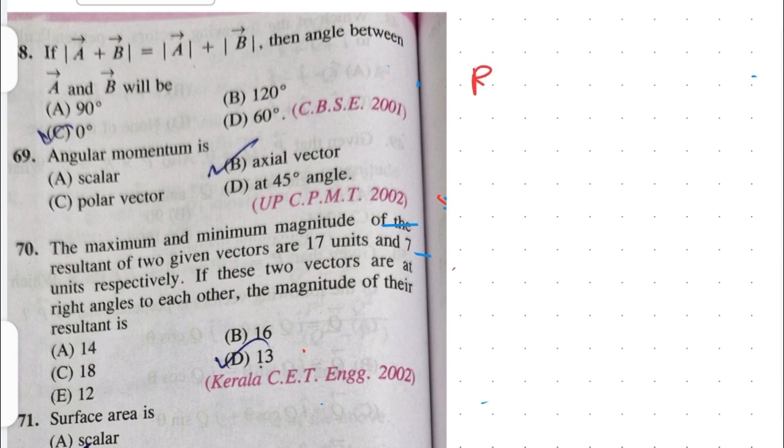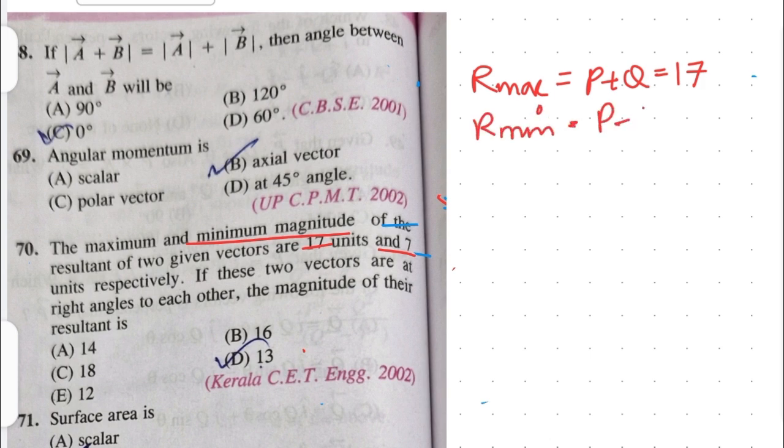So R max is P plus Q, which is 17, and the minimum is 7 respectively. So R minimum is P minus Q, 7. So we will have to find the vectors, because we have to find if these two vectors are at right angles to each other. So first of all we have to find what are the values of these two vectors.